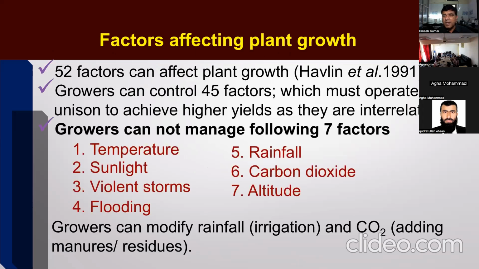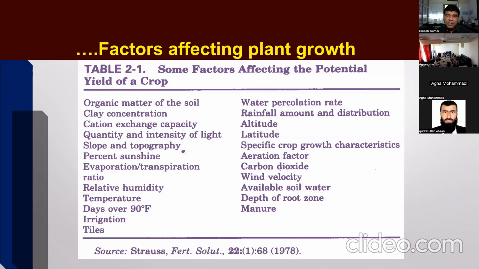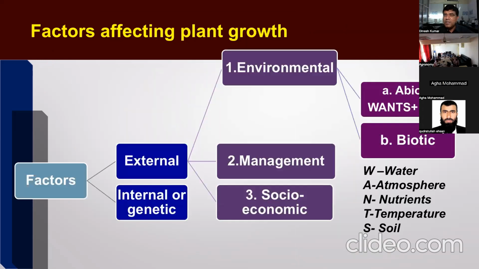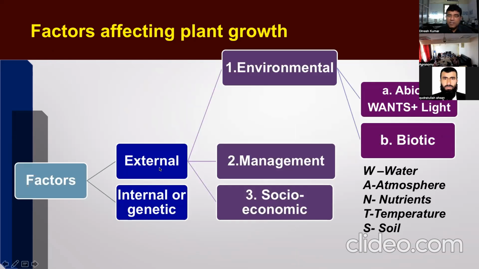We have seen there are a number of factors which affect plant growth. A long list of factors is there, but all these factors can be divided broadly into external factors and internal factors. Internal factors are genetic factors, and external factors are environmental, management, and socio-economic. In environment, we have abiotic and biotic. Abiotic factor means non-living factors.